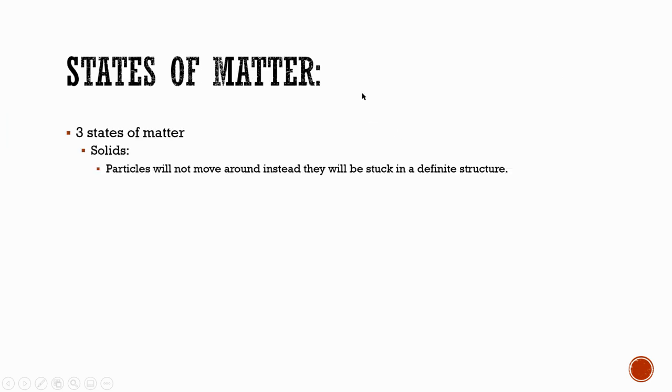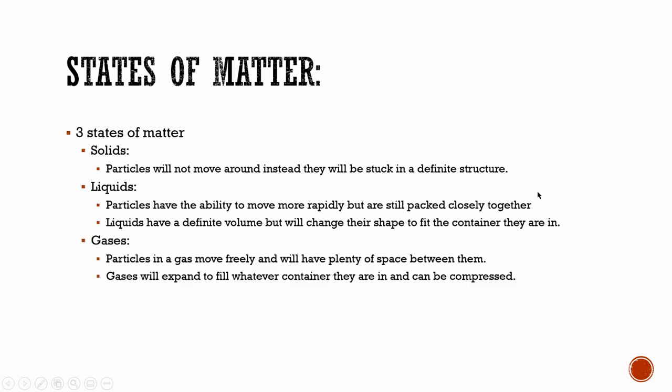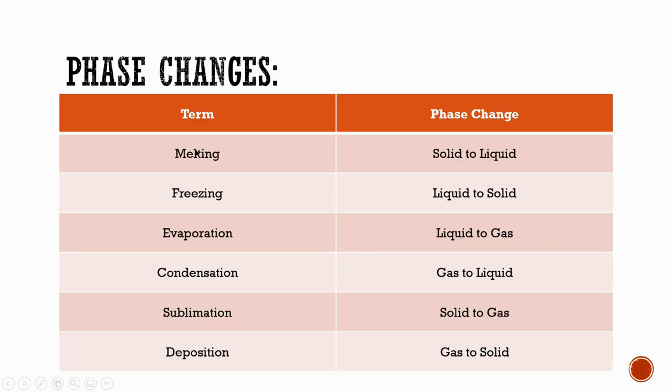Now, three states of matter. This should be reviewed from the very beginning of the year, so hopefully this seems a little familiar while we're talking about it. Solids have particles that don't move around, instead they're stuck in a definite structure. Liquids have particles that can move around a little bit more rapidly, but are still packed pretty close together. Liquids have a definite volume, but will change their shape to fit whatever container they're in. And then gases, their particles will move a little bit more freely and have plenty of space in between them. Gases will expand to fill whatever container they are in and can be compressed as a result.